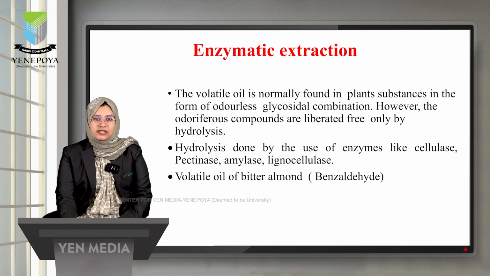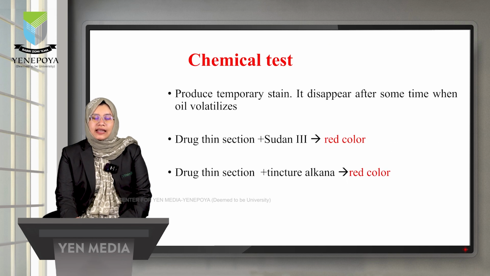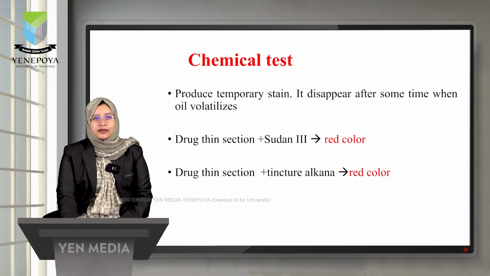Next is the chemical test, or how we identify whether the drug contains volatile oil or not. It produces a temporary stain that disappears after some time when the oil volatilizes. If you treat the drug section with Sudan III, it will show red color, and a thin drug section treated with tincture of alkanna produces a red color.